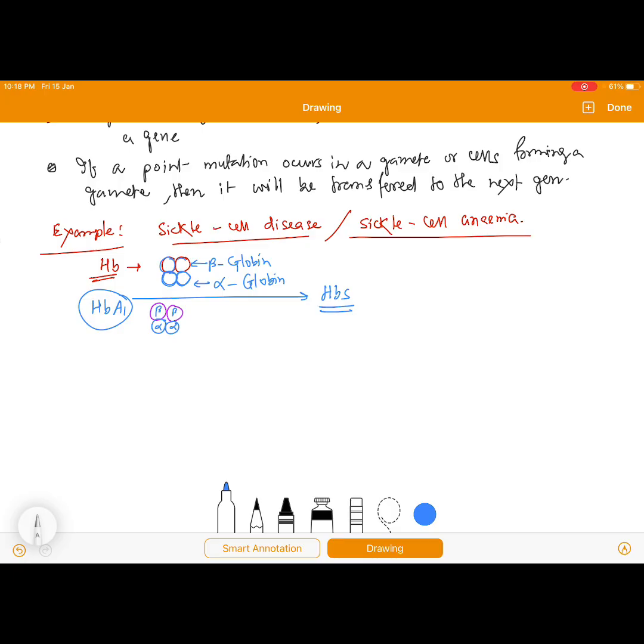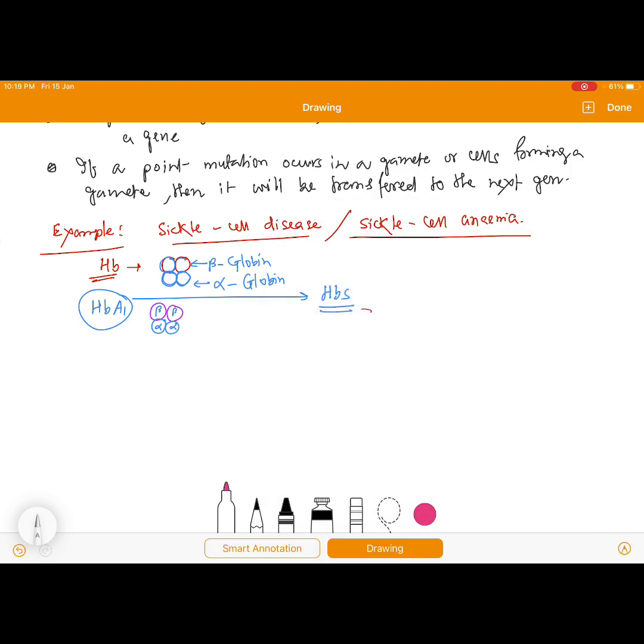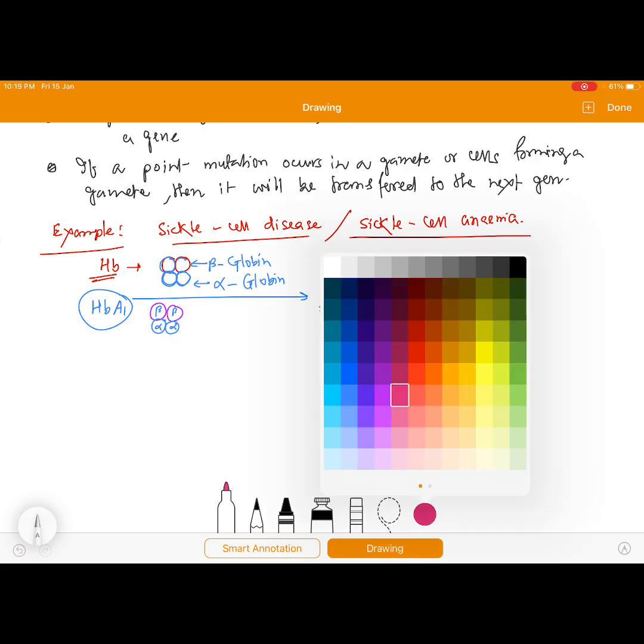Here you see what happens. The alpha subunit is also made up of subunits, but the beta subunits undergo certain changes, while the alpha subunits are identical.